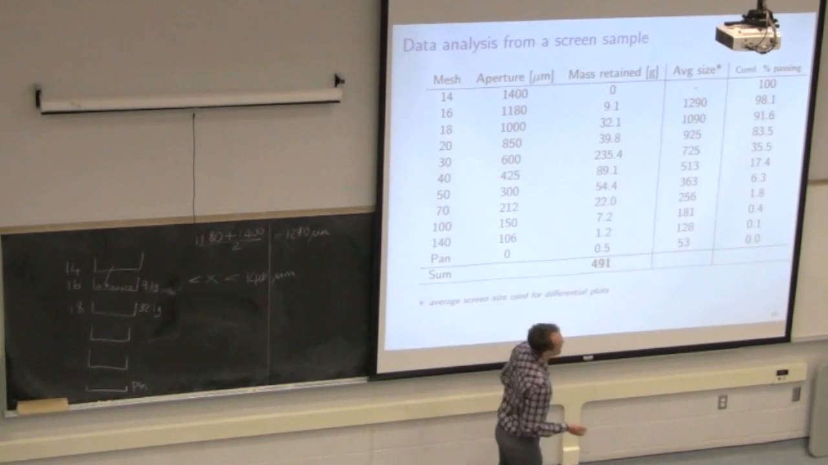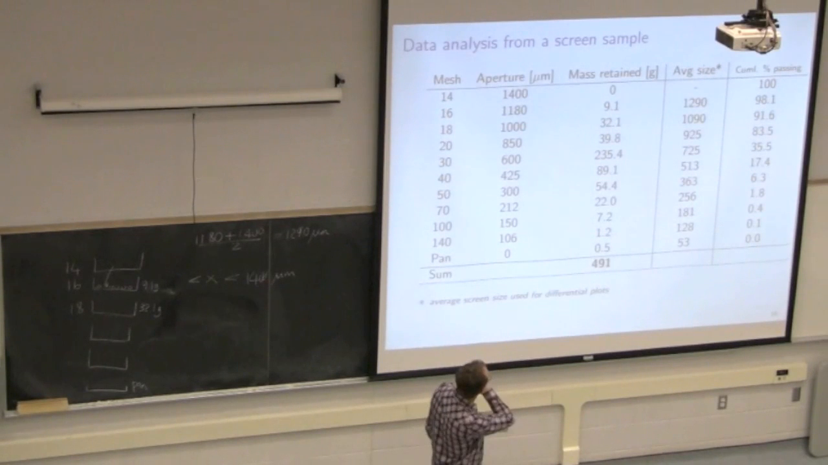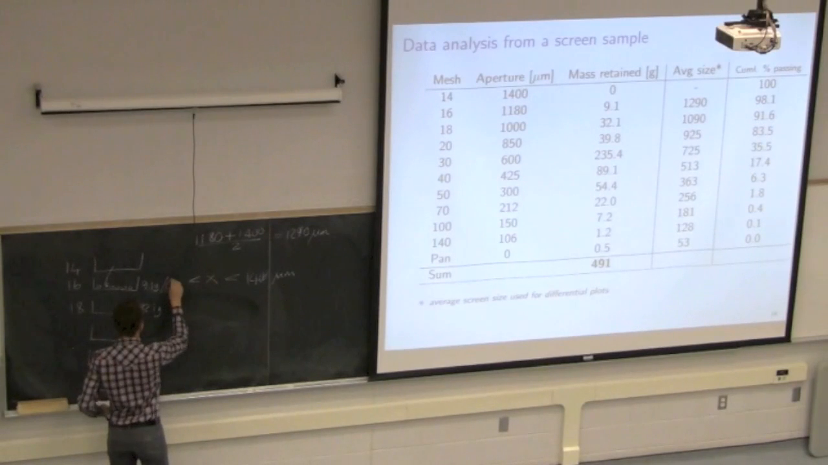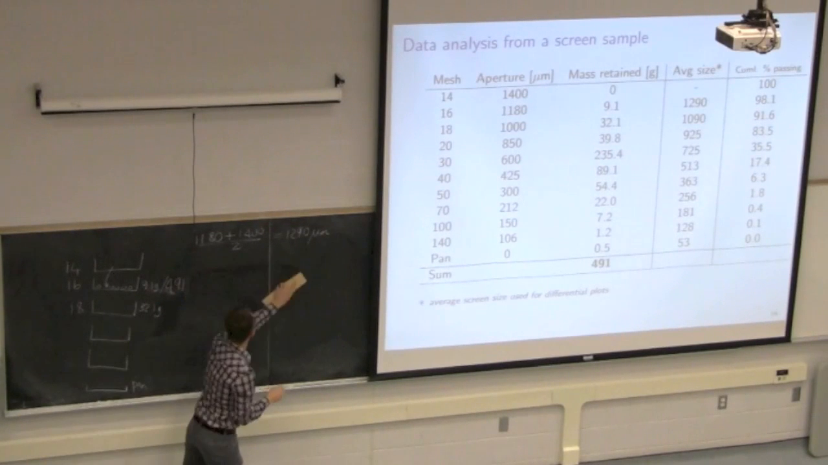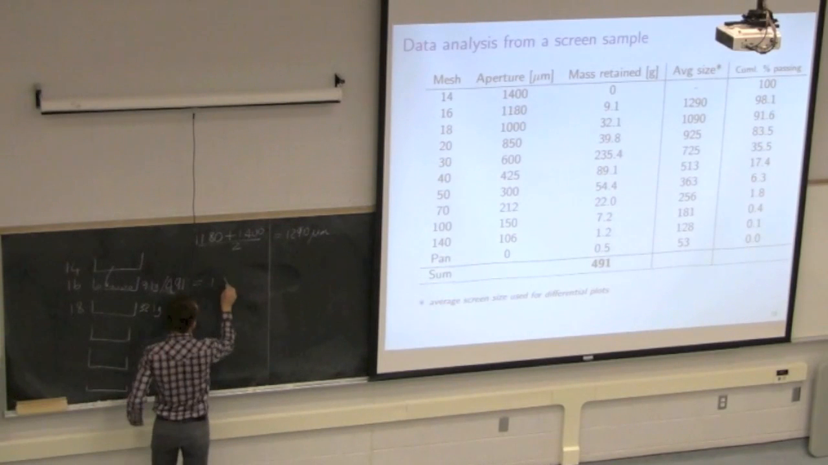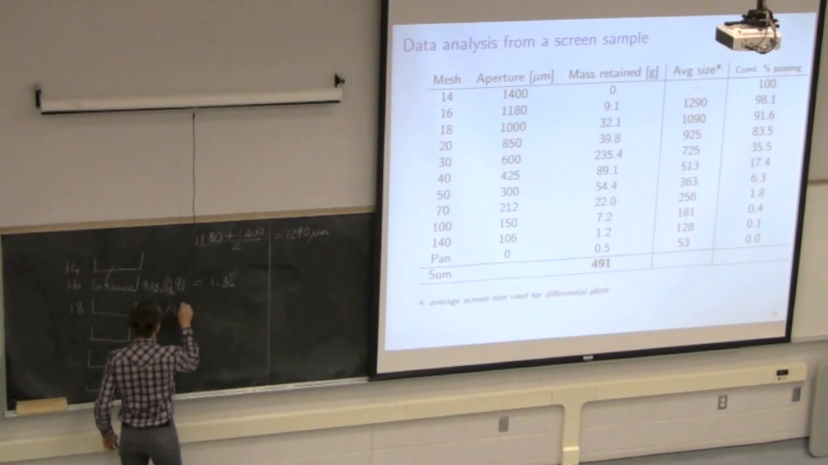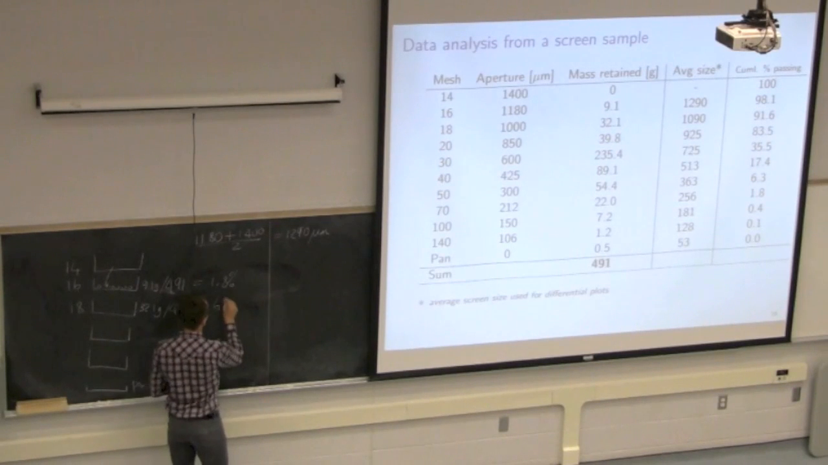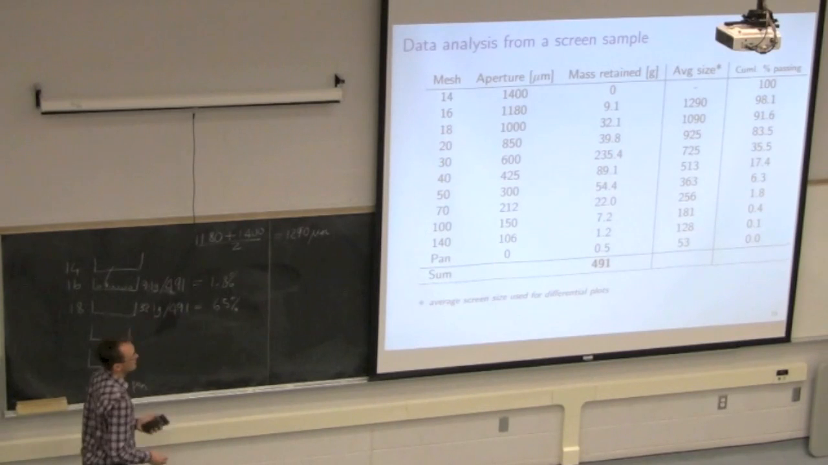So now we can calculate the fractional mass retained. So 9.1 grams retained on this first screen, divided by the total mass, 491, gets me the value of 1.8%. So 32.1 grams divided by 491, that gets me 6.5%. And I can keep going down the list, and obviously those percentages, if I add them all up at the end, must add to 100%. So we're simply accounting for the fraction of mass on each screen.